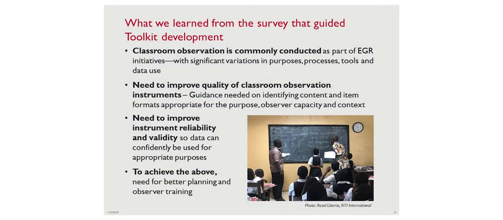So what did we learn from this survey? The responses to the survey really serve to inform the shape and content of the toolkit. Although we generally knew that classroom observation was commonly done, we learned that purposes, processes, tools, and data use vary significantly across users. We also learned that the quality of the instruments varies quite a bit, and that overall, guidance is needed for making decisions about the instrument content and format in light of factors such as purpose, the capacity of those who will ultimately use the instruments, and the context for their use.